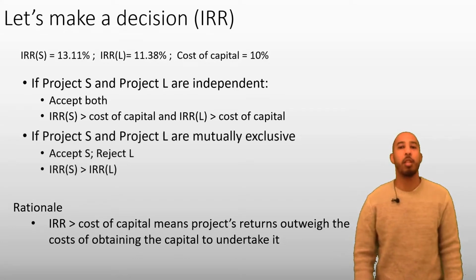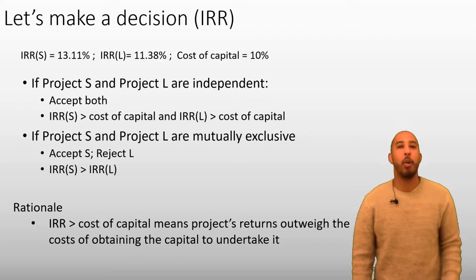If S and L are mutually exclusive, we would accept S and reject L. They both have IRRs greater than the cost of capital, but the internal rate of return on S is larger than the internal rate of return on L. So if we could only choose one project, we would choose the one with the biggest return.